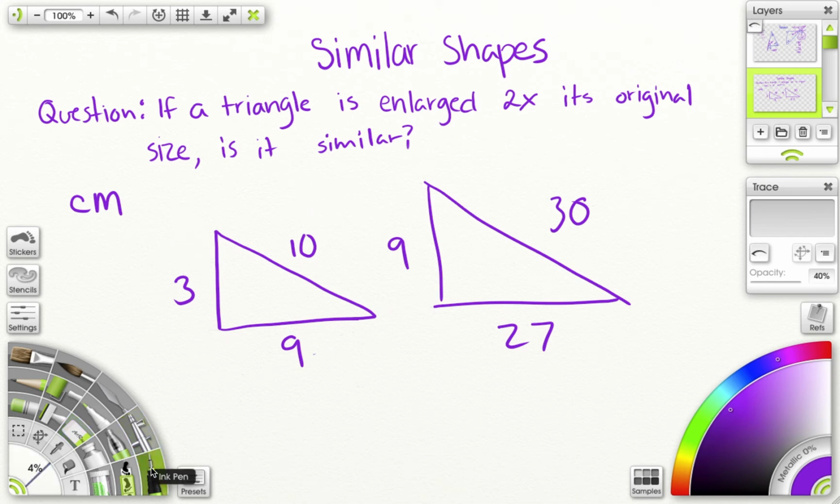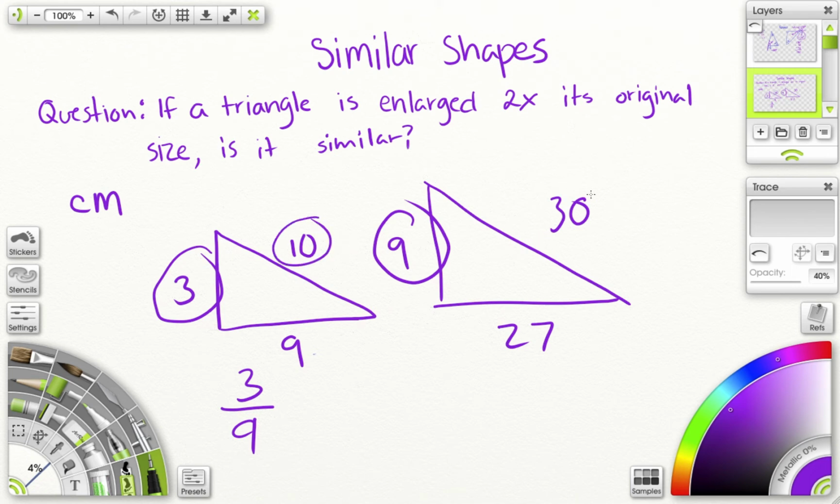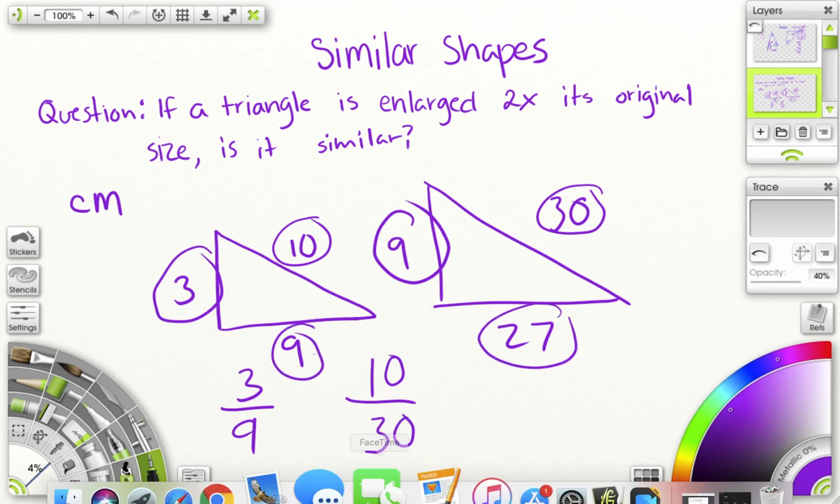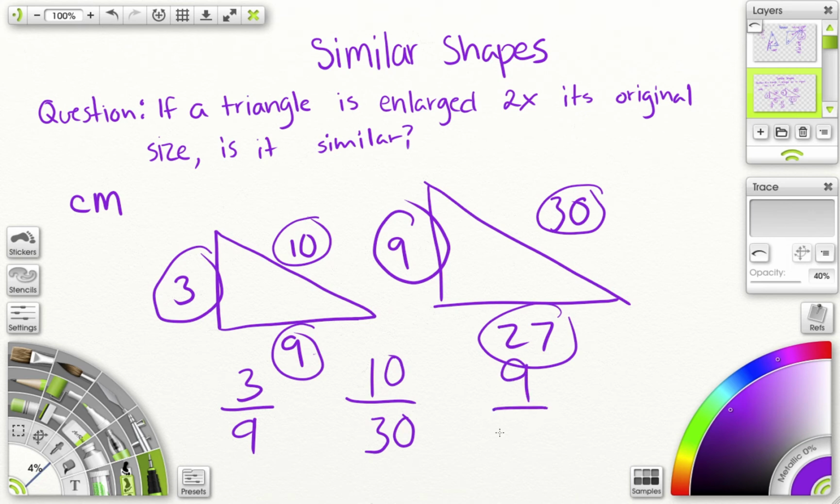So, who remembers fractions? I take these numbers here. So let's say 3 and 9, because these are the same sides of a triangle. It's just a bigger triangle. What I do is I put 3 over 9. 9 would be my whole number, 3 would be my part. Next one is 10 and 30. Those are meant to be the same. So I put 10 over 30. And then now I have 9 and 27. So I put 9 over 27.